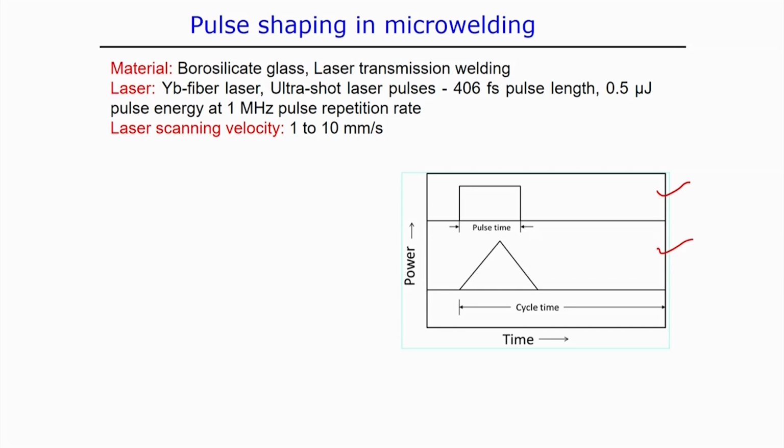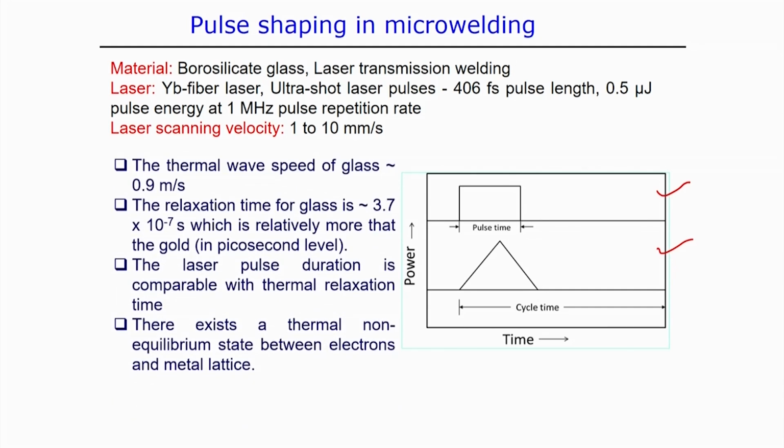So, when you try to consider the effect of the pulse shape, we need to consider the other parameters. For example, the thermal wave speed of glass we estimated at 0.9 meter per second. So, with respect to that, the relaxation time for glass is 3.7 into 10 to the power minus 7 second. So, this relaxation time is a little bit more as compared to the metallic material. For example, gold, the relaxation time in case of gold is around 10 to the power minus 12, that means in picosecond level.